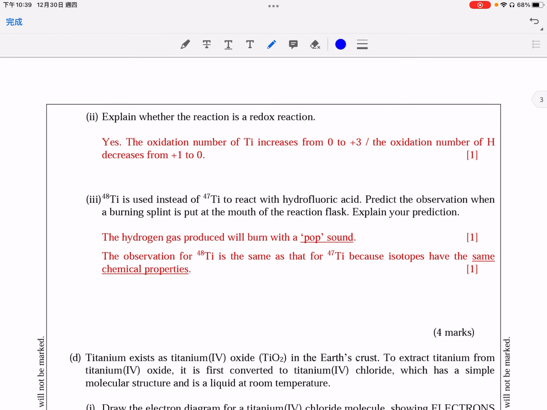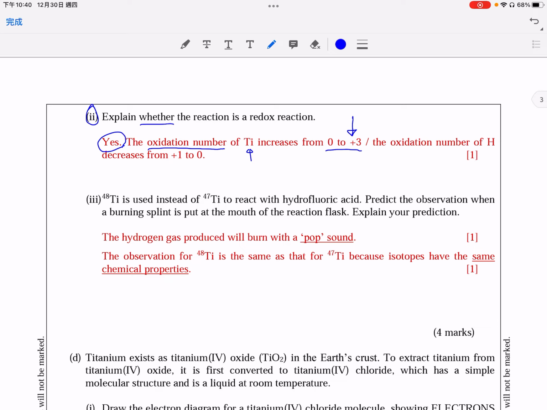Part 2. Explain whether the reaction is a redox reaction. Therefore you have to say yes first, this is a redox reaction, and then you mention the change in oxidation number of the element involved. For titanium, it is from 0 to positive 3. Remember that you have to mention positive.